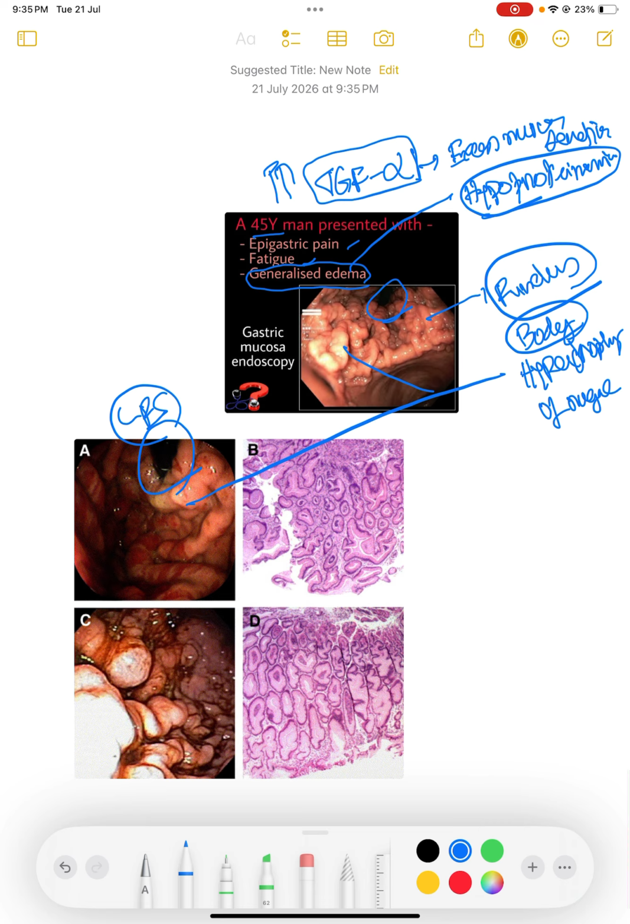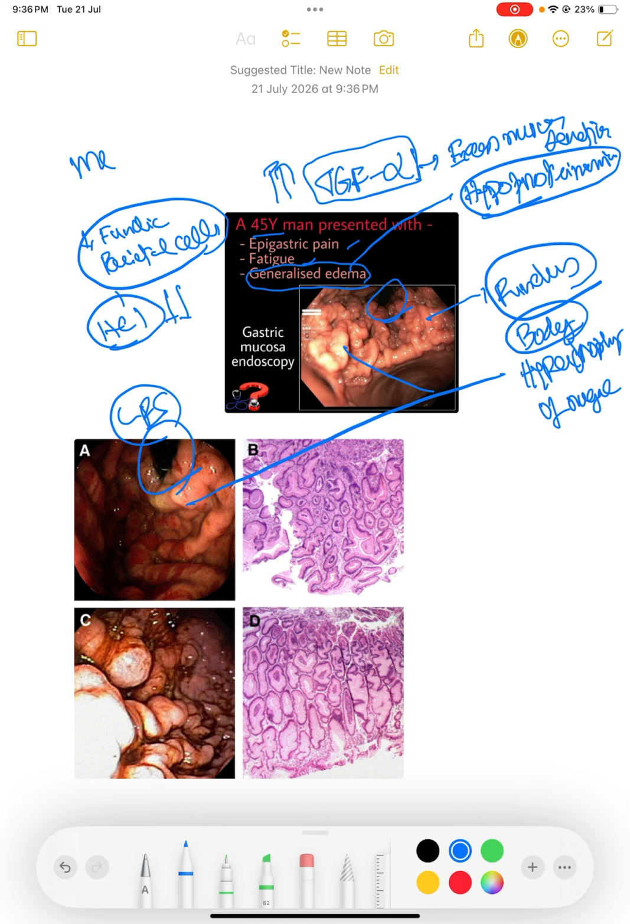Okay, and then the other classical finding is decreased fundic parietal cells. These parietal cells, as you know, are responsible for your hydrochloric acid production. So when there is a decrease in these cells, there is a decrease in the production of acid, and that is called achlorhydria. So hypoproteinemia and hypochlorhydria or achlorhydria are classical features of the disease that is known as Menetrier's disease.